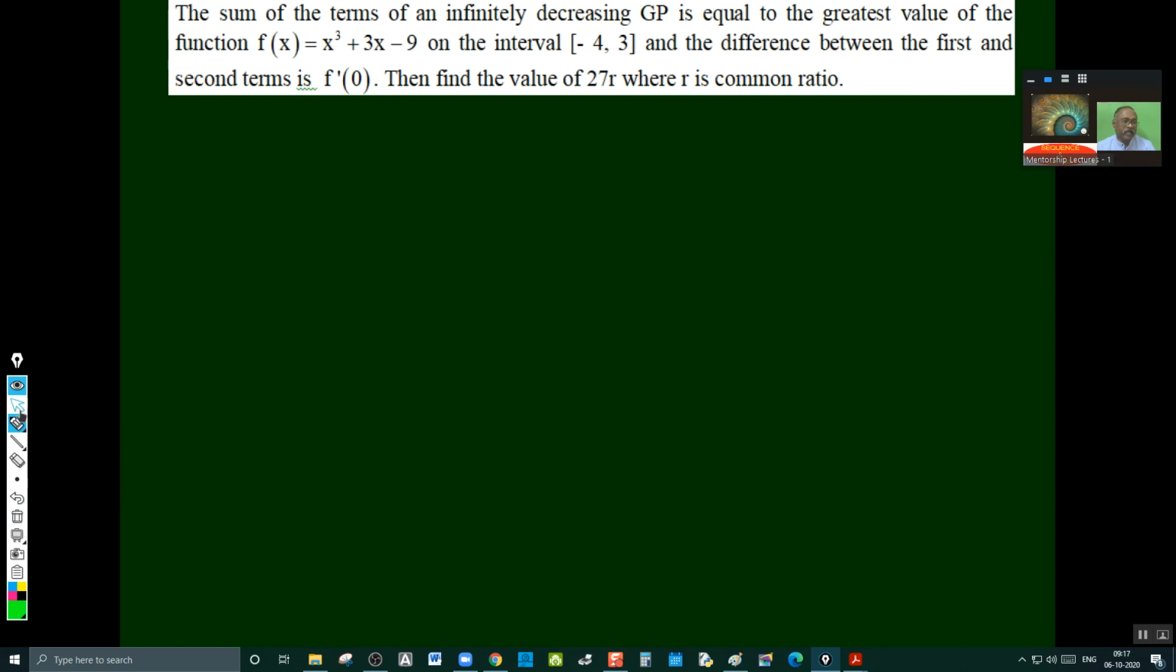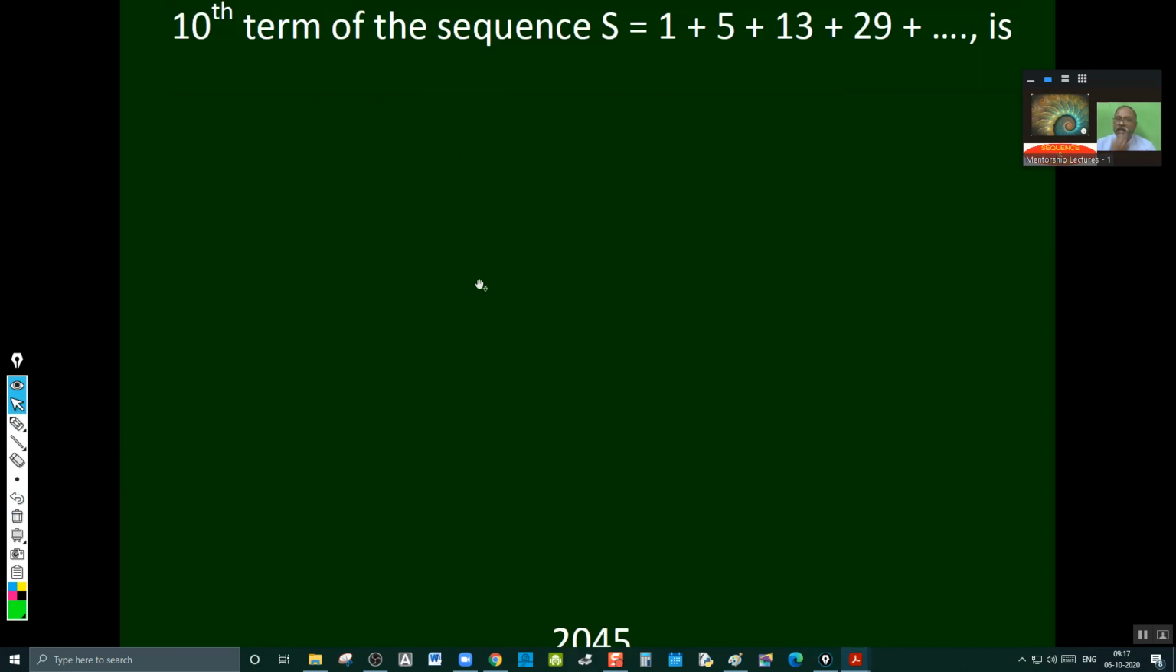We'll move to next question. 10th term of the sequence. 1 plus 5 plus 13. A 4 a difference. A 13 minus 5, 8 a difference. A 29 minus 13, 16 a difference.